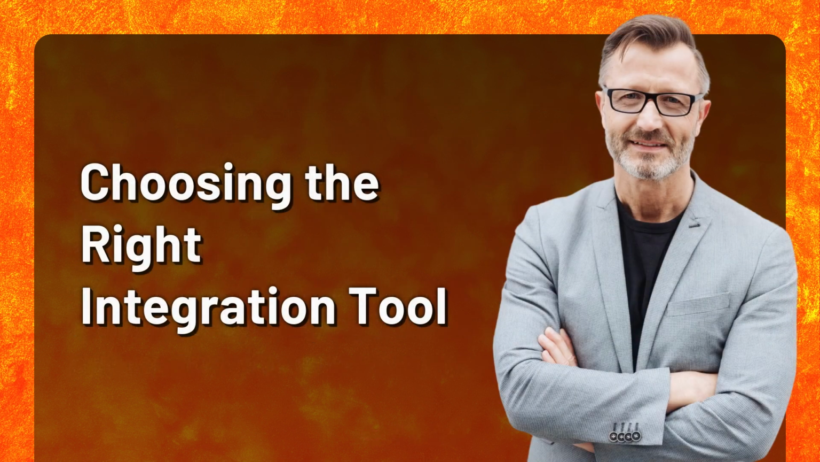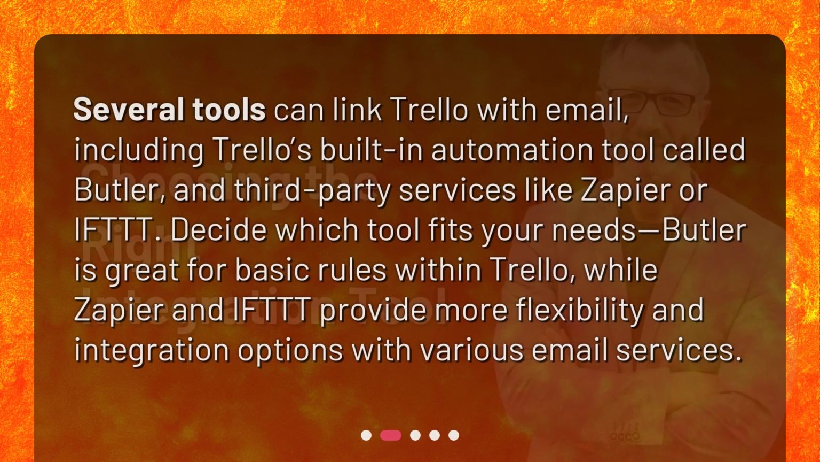Choosing the right integration tool. Several tools can link Trello with email, including Trello's built-in automation tool called Butler and third-party services like Zapier or IFTTT. Decide which tool fits your needs. Butler is great for basic rules within Trello, while Zapier and IFTTT provide more flexibility and integration options with various email services.